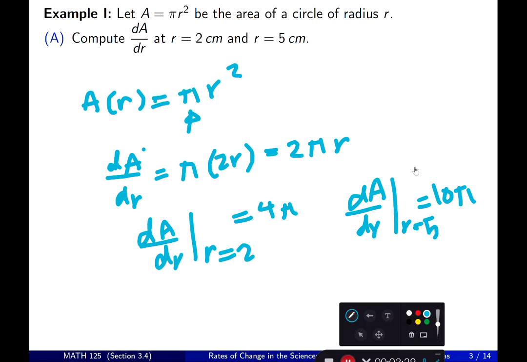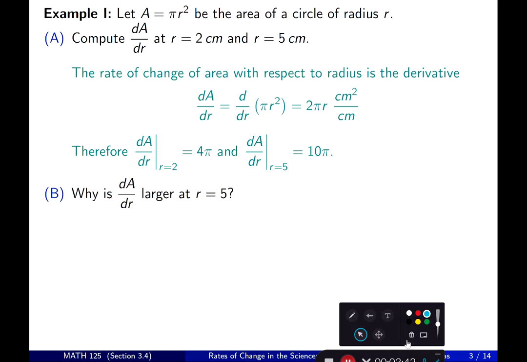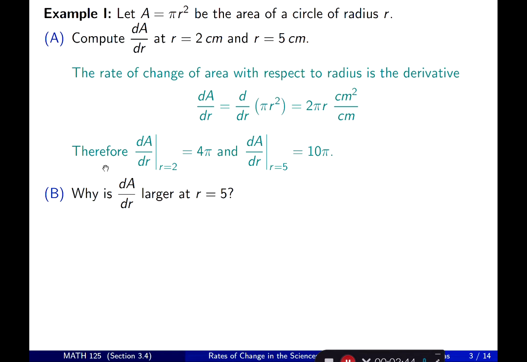Okay, so what does this explain? The rate of change at r equals 2 is a lot smaller than at r equals 5. What does this tell you? We're trying to figure out why the change in area when r is equal to 2 is so different from the change in area when r is equal to 5.